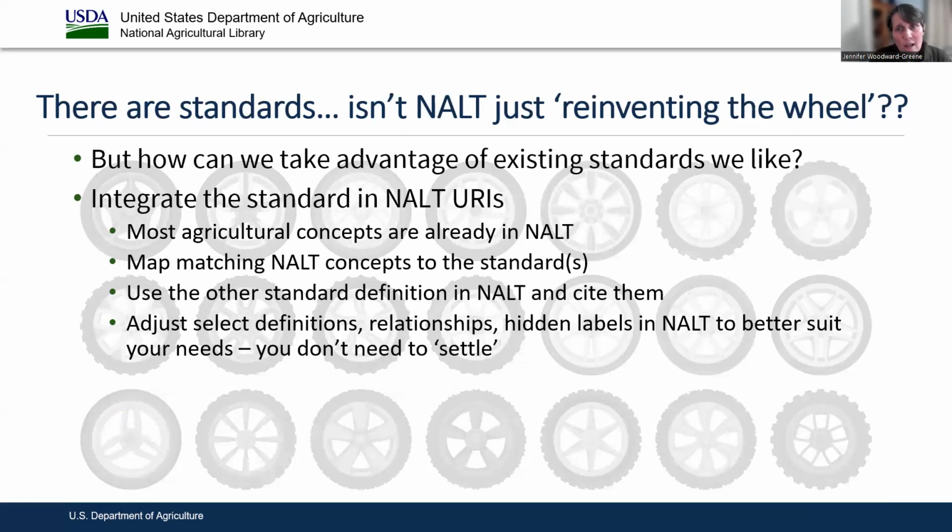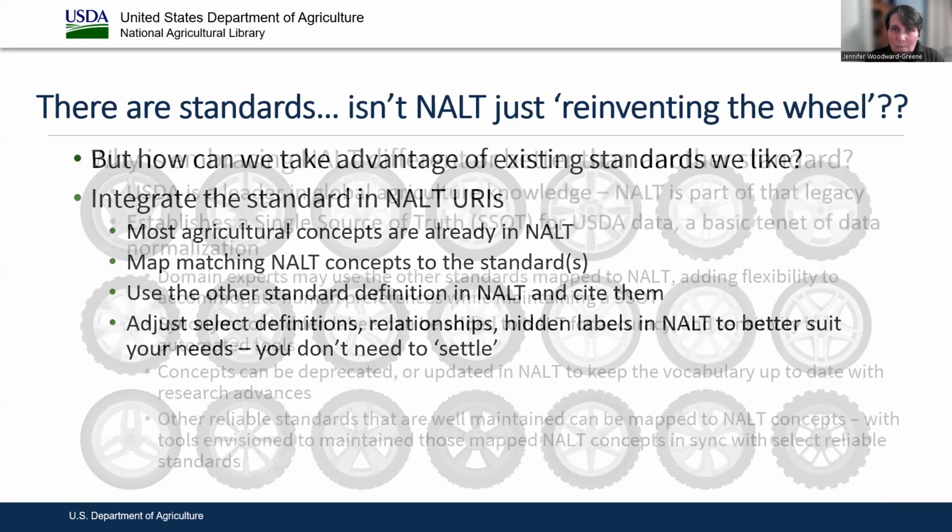The good news is it's not an either-or choice. You can apply multiple data standards with one NALT URI annotation. Most agricultural concepts and other agricultural or related standards are already in NALT with established URIs. We can map matching NALT concept URIs to the other standards. For the controlled vocabulary, if they meet our use case, we can use the other standards' definitions in NALT and cite them. Conversely, you can adjust select definitions, relationships, or hidden labels in NALT to better suit your needs. You don't need to settle.